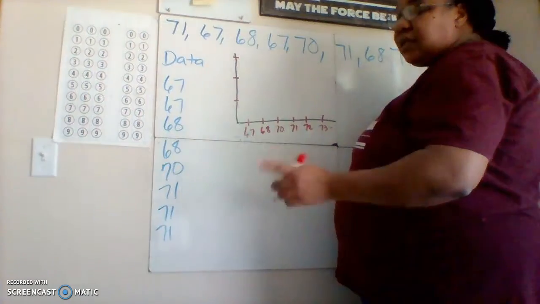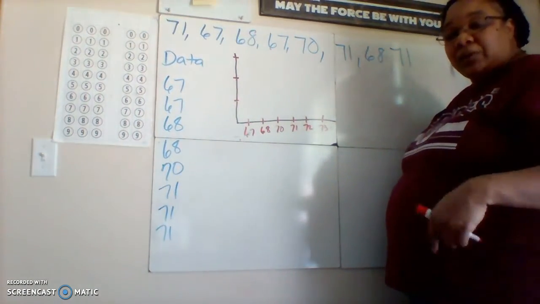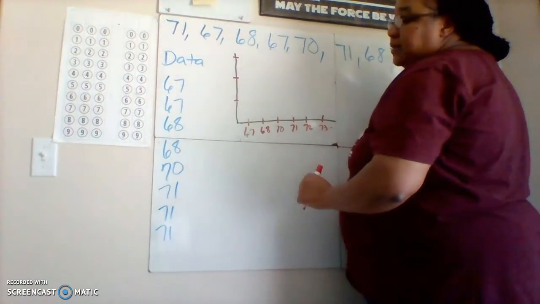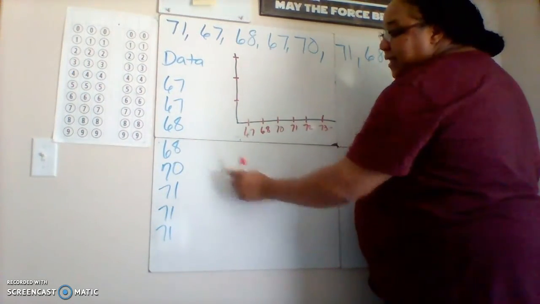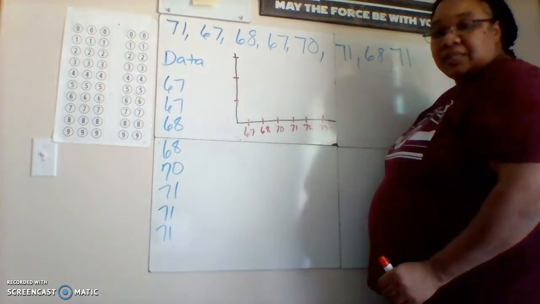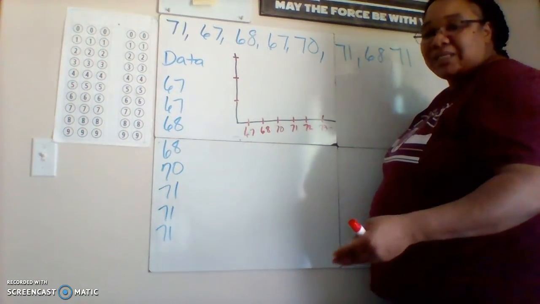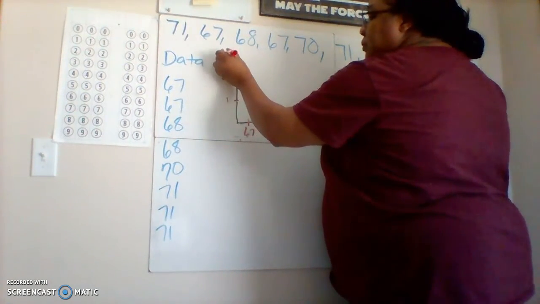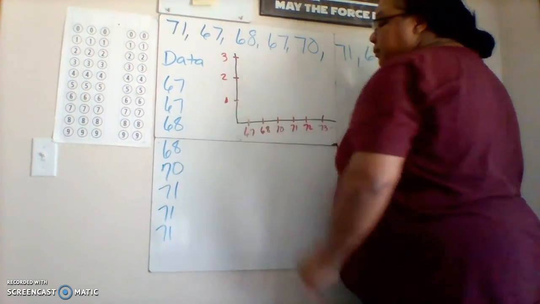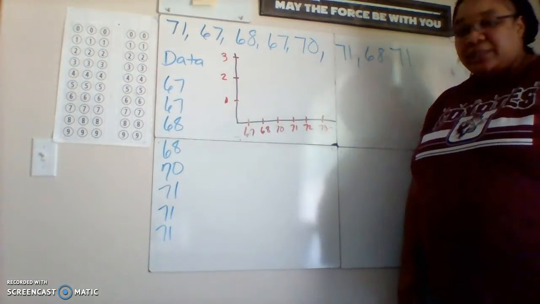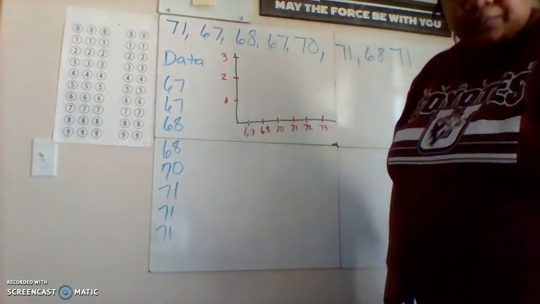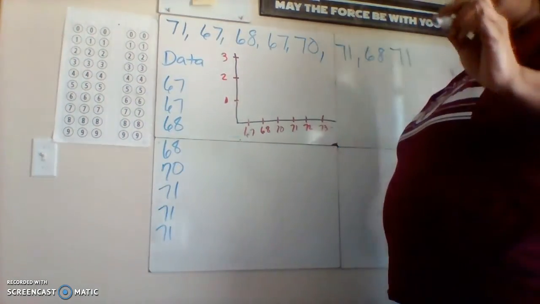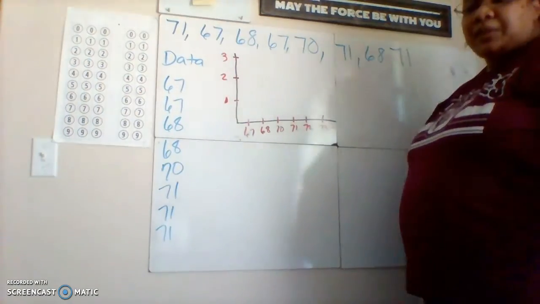So next thing I'm going to do is look at my frequency. How often do I see these? My mode. How often do I see these numbers? So I have 2 67s, I have 2 68s, 1 70, and 3 71s. So I see this maybe as often as 3 times. So I'm going to put 1, 2, 3. The next thing I'm going to do is start making my histogram. I'm going to use my blue to make my histogram.